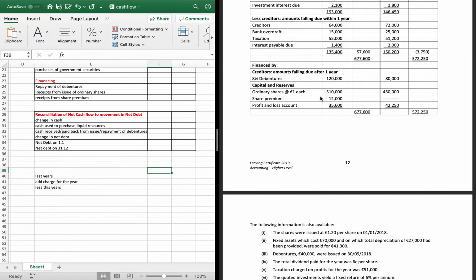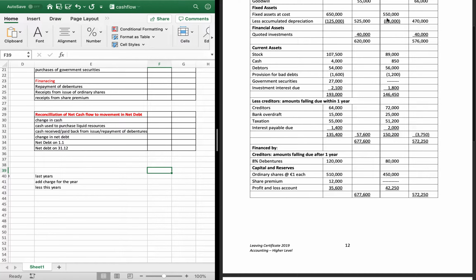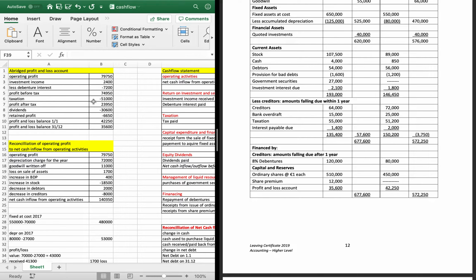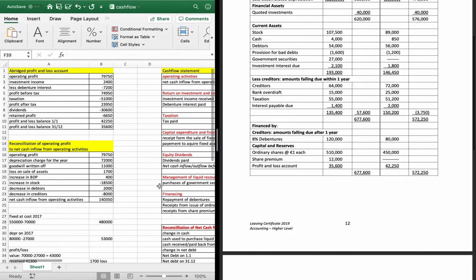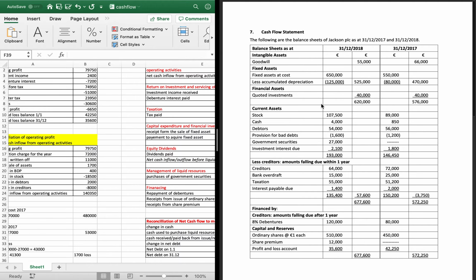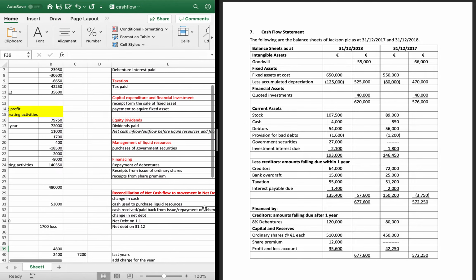What I mean by last year's is the number from here, the number from the balance sheet from last year. What I mean by the charge for the year is the number from over here, from the profit and loss account. It'll always be from over here, but it could also be given at the bottom of the question. And what I mean by this here is the number in the current assets or current liabilities.